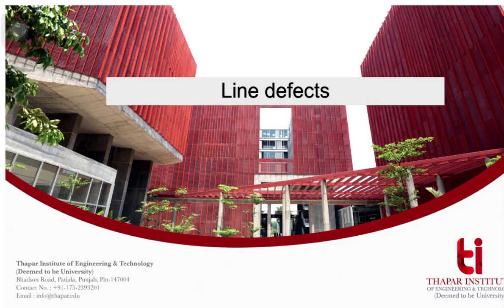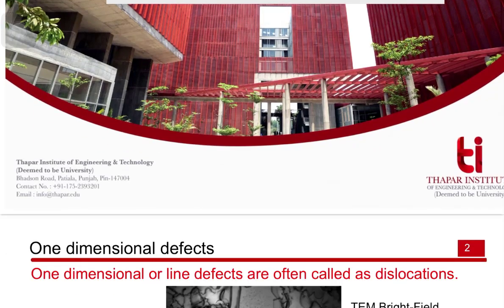Hello students, in the last lecture you have studied about the point imperfections. Those were vacancies, interstitials, etc. Those were considered as zero-dimensional imperfections. Now we will proceed further to one-dimensional imperfections, which are also called dislocations or line imperfections.